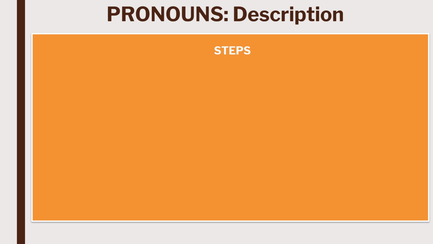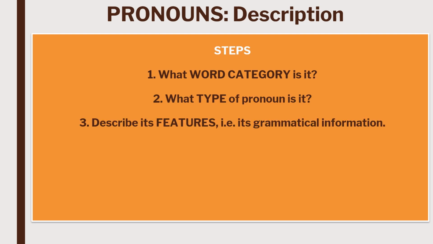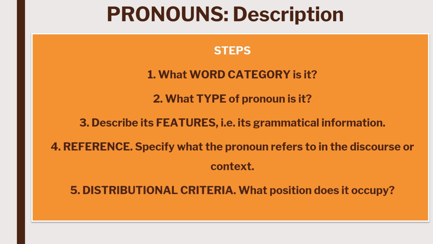Now that we have explored all pronoun types, we will carefully analyze the way they have to be described. Let's analyze the steps given. First, as you already know, the word category needs to be stated. Second, the type of pronoun it is, with its corresponding features. At this point, it is important to state the pronoun specific referent. That is, what the previously mentioned it refers to.